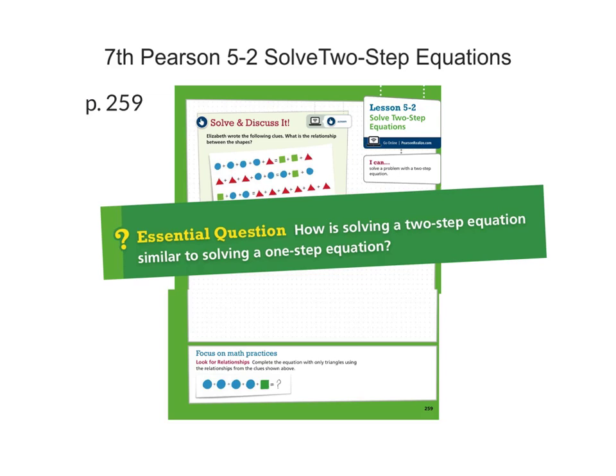Lesson 5.2, we're going to look at solving two-step equations. And we'll notice some similarities between what we did when we solved one-step equations.